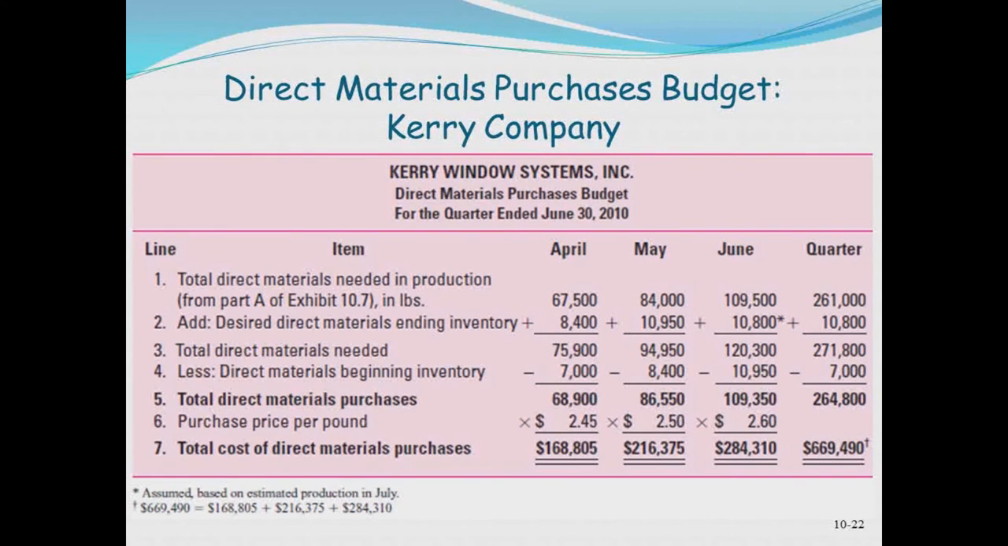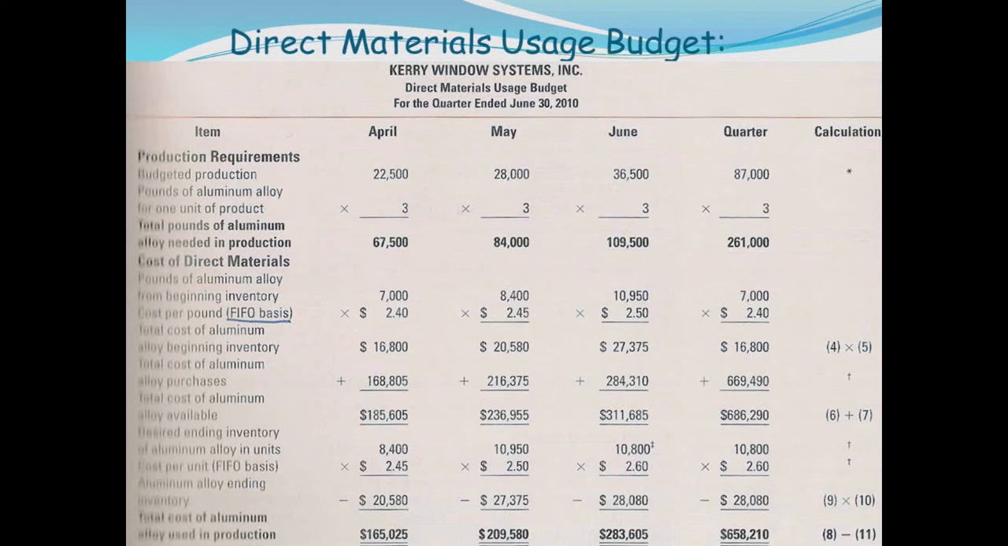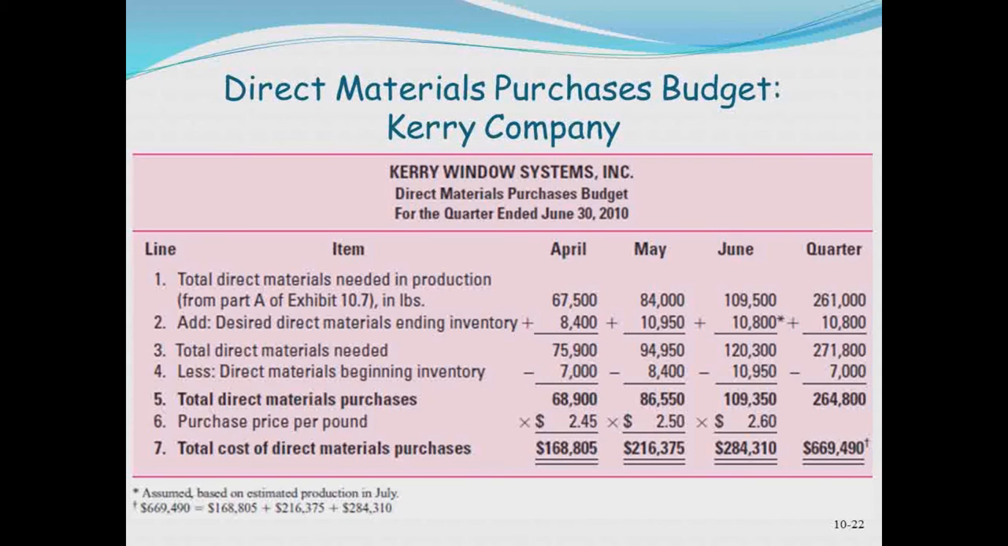This is the purchase price per pound during the month of April. Remember, we had $2.40. Here, this is the previous month's ending price. So our total cost for our purchases in April will be $168,805.